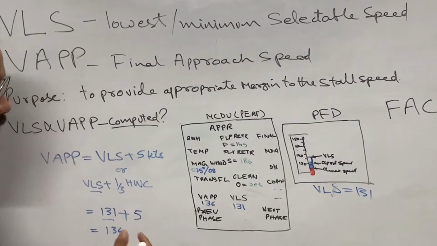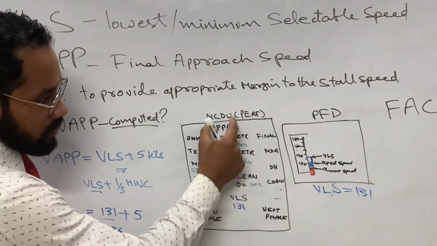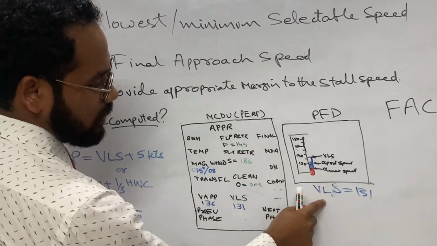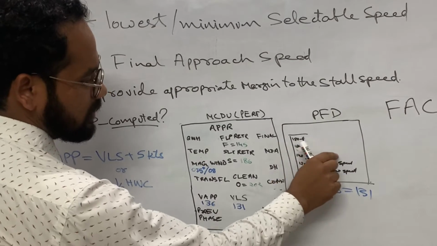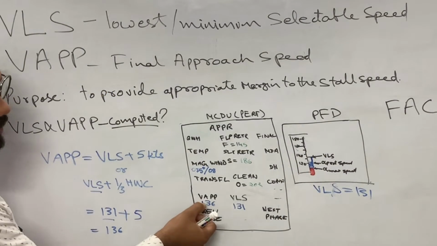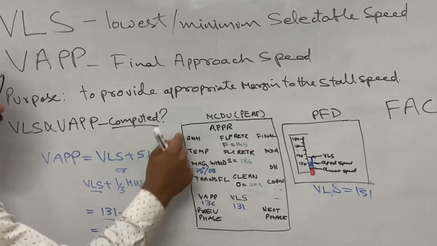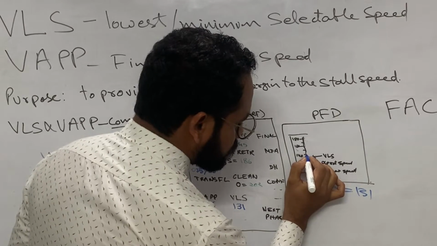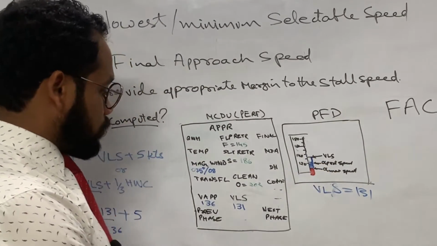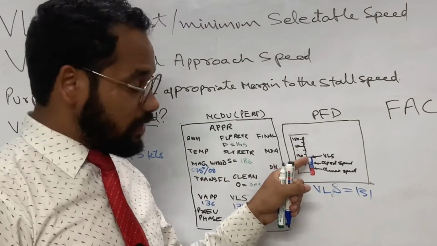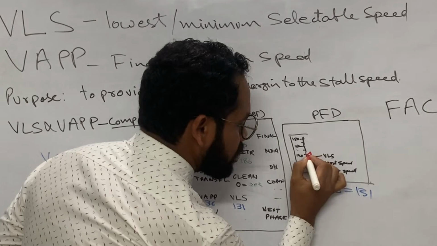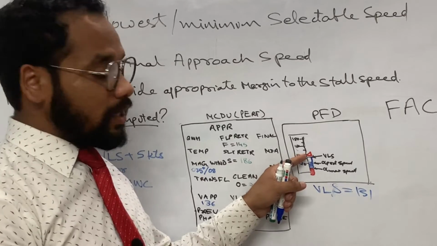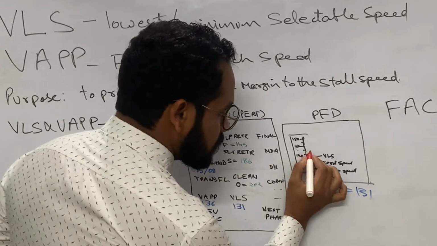Hence what we have discussed here: VLS is computed by the FMGC and shown on the MCDU here, and for PFD it is here. Suppose the VLS on PFD is 131, at the top of the VLS scale. And the approach speed, which you check on the MCDU, calculated by FMGC, is 136 in this case. Where will 136 appear? Suppose here. The approach speed can also be seen on the PFD by means of a magenta color pointer. I don't have a magenta color pointer, friends, so I am using red ink to show you the approach speed. This is represented by a magenta color pointer.